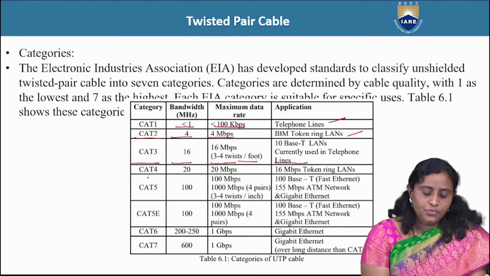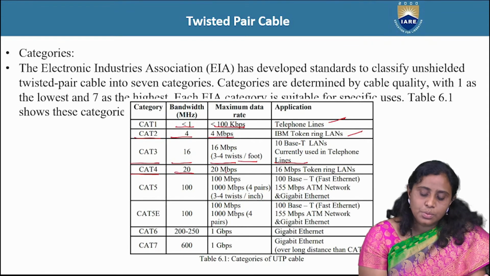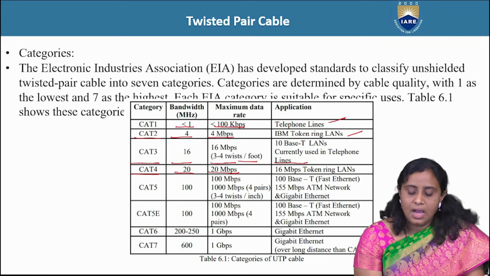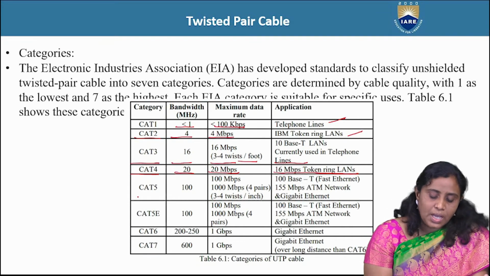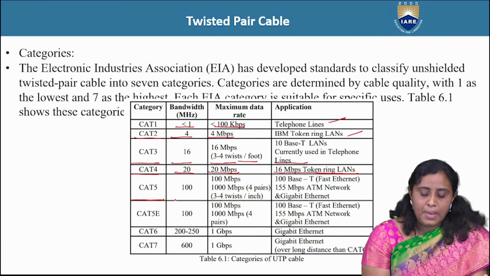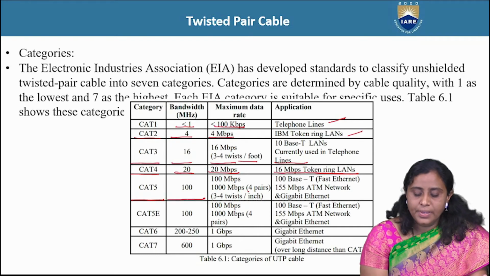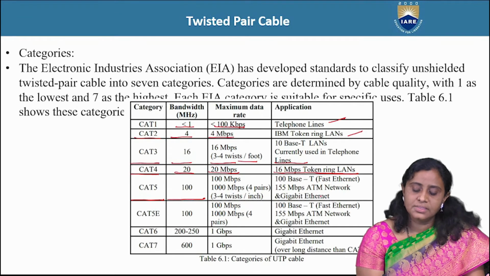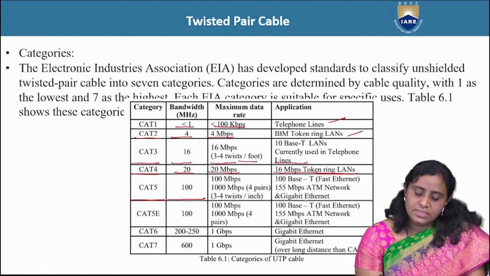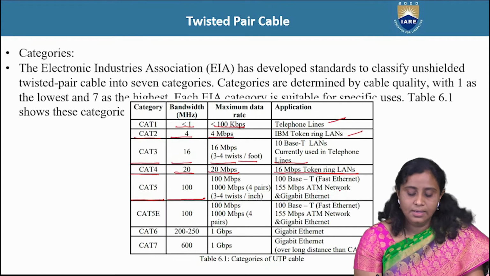Category 4 has a bandwidth of 20 and a maximum data rate of 20 Mbps, and the application type is 16 Mbps token ring LANs. Category 5 has a bandwidth of 100, a data rate of 100 Mbps to 1000 Mbps, and uses 4 pairs of twisted cables, with 100 base T fast Ethernet, 155 Mbps ATM network and gigabit Ethernet.